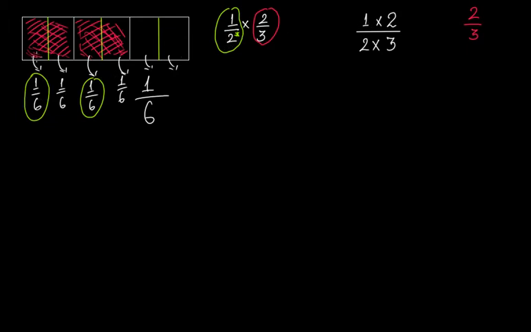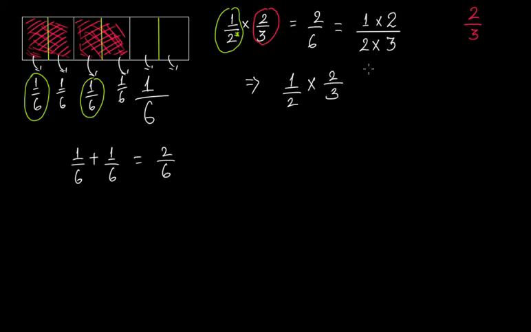So if we take 1 by 6 from this one and 1 by 6 from this part, therefore this will be 1 by 6 plus 1 by 6, right? 1 by 6 from this one, 1 by 6 from this one, and this will be 2 by 6. The fraction will be actually what? 2 by 6. So this one will be equal to 2 by 6. It means that 1 by 2 times 2 by 3 will be equal to 1 times 2 divided by 2 times 3.